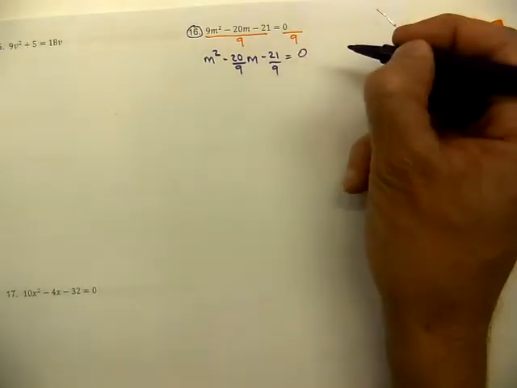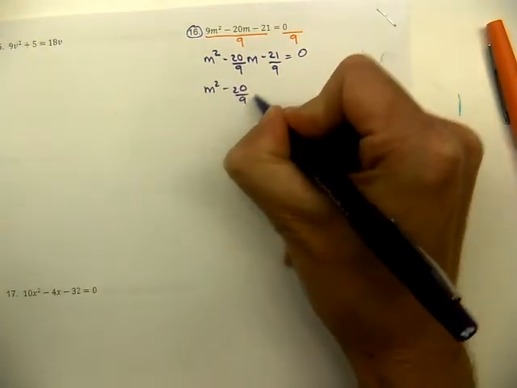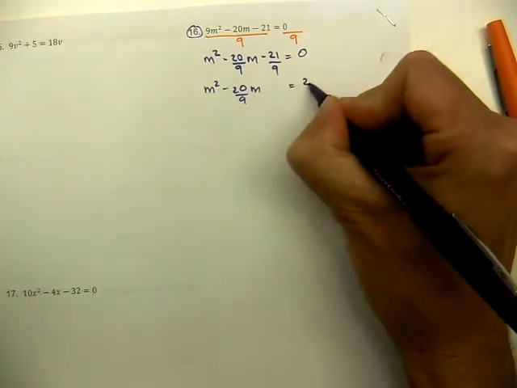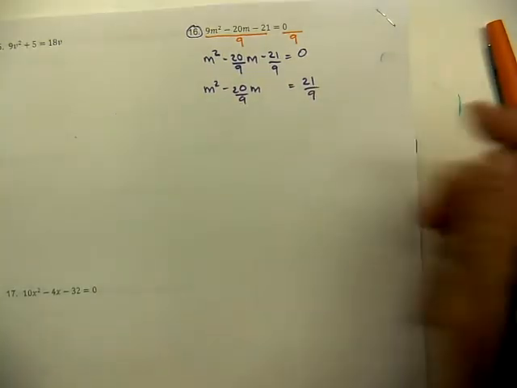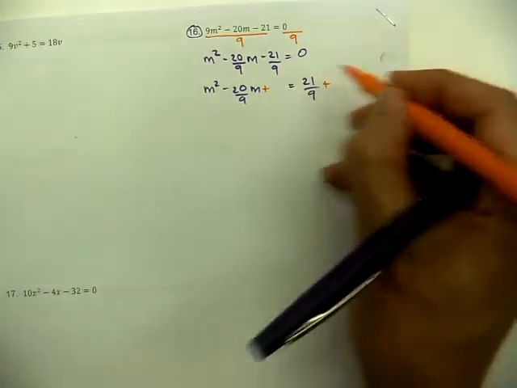0 on the right-hand side. Next, move the constant term to the right. So we're adding 21/9 to both sides. And now we come to the critical step. We have to figure out what number to add to both sides.